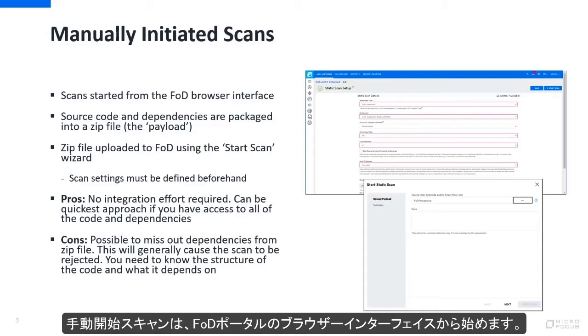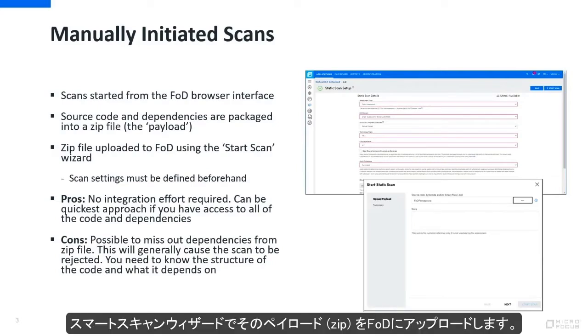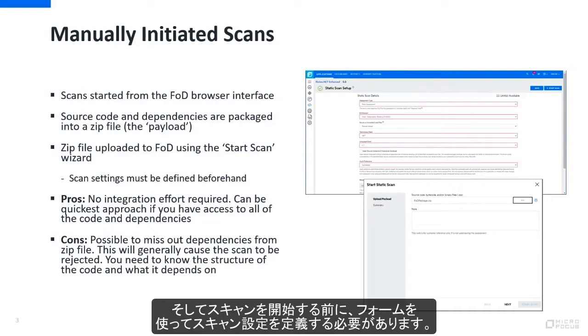So with a manually initiated scan, you actually start the scan from the FOD browser interface. You have to zip together, literally into a zip file, your source code and dependencies. That's called the payload. And then you upload that payload, the zip file, to FOD using the Smart Scan wizard. Before you do that, you have to define these scan settings on a form, which is basically this one shown on the right-hand side.